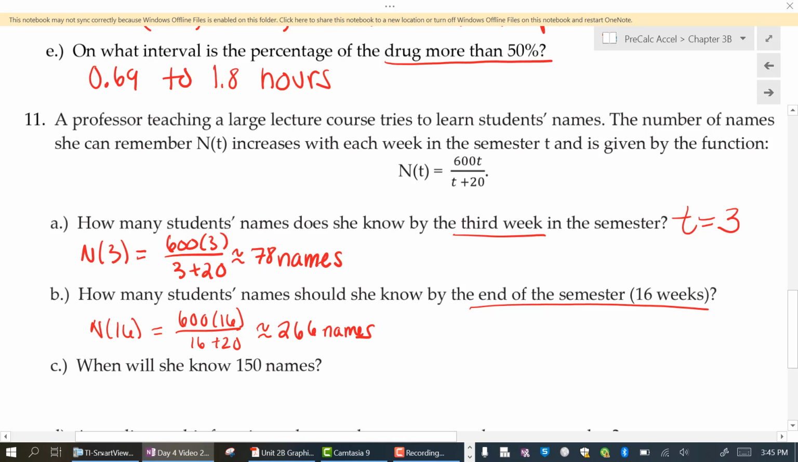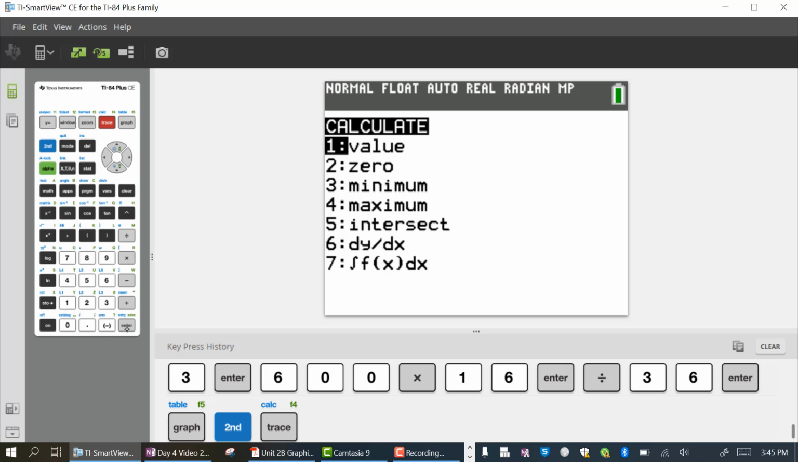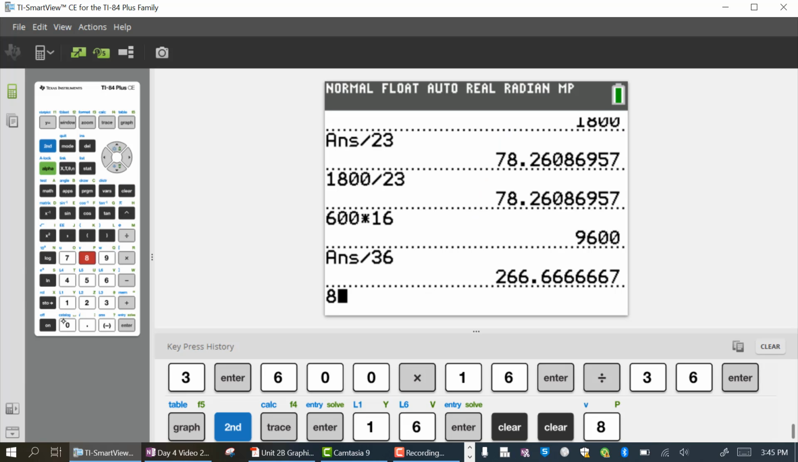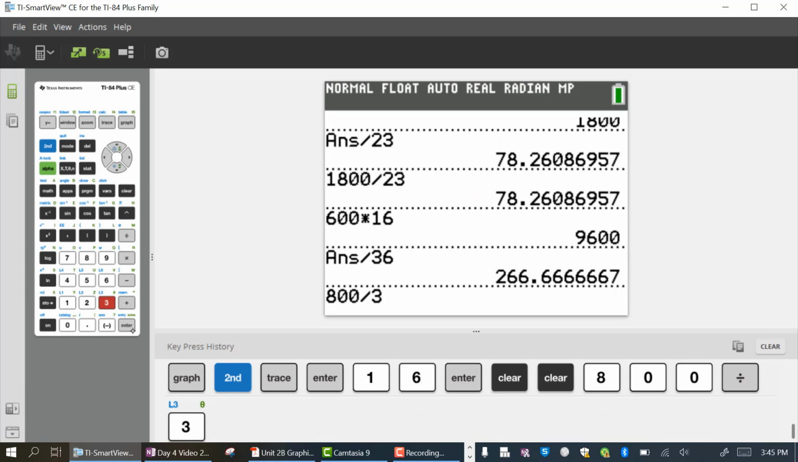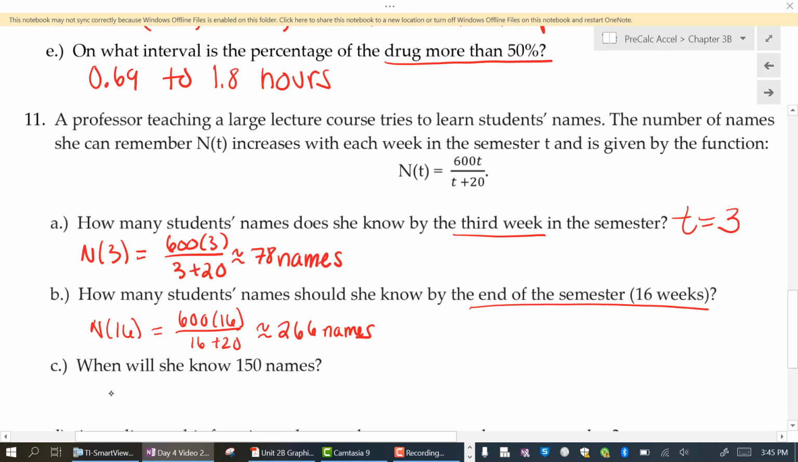And again, I could have done that in my graphing calculator. If I had gone to my graph, second trace, what value do I want to know? I want to know when x is 16. Gave me 800 over 3. So it would give me the same answer. In C, it wants to know when will she know 150 names? So I got to solve for t.